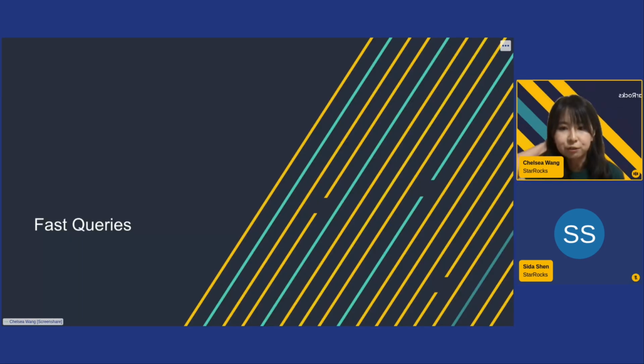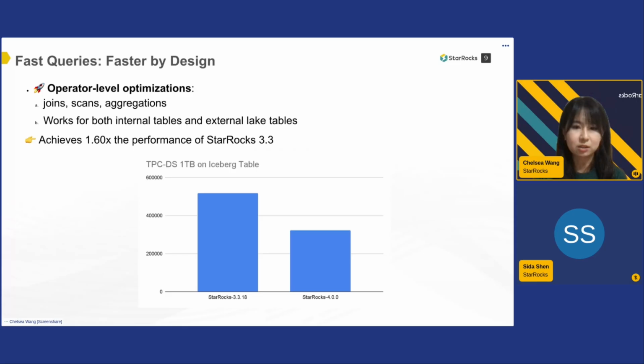And the second fast is fast queries. Performance has always been the star of the show for us. Let's start from the foundations. Honestly, we never skip a single opportunity to make everything fast. In version 4, as always, we continue to deeply optimize our most fundamental operators like the joins, the scans, and the aggregations. Those are the building blocks of pretty much every query.